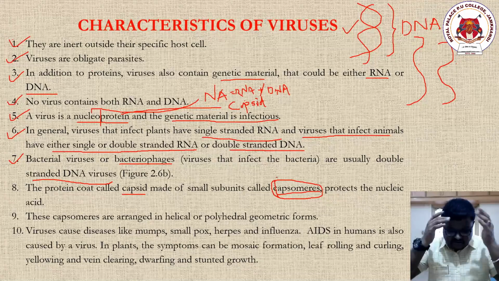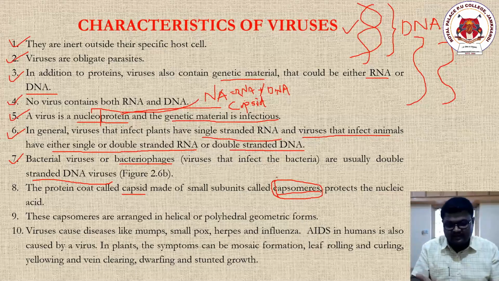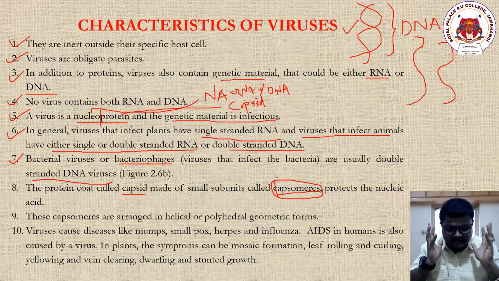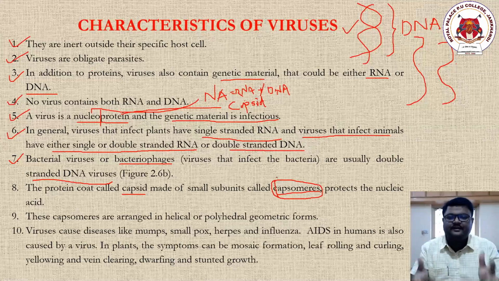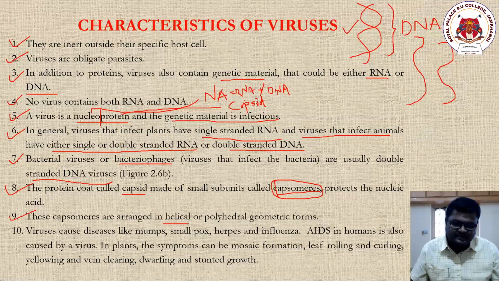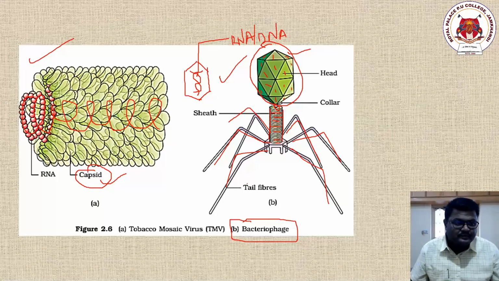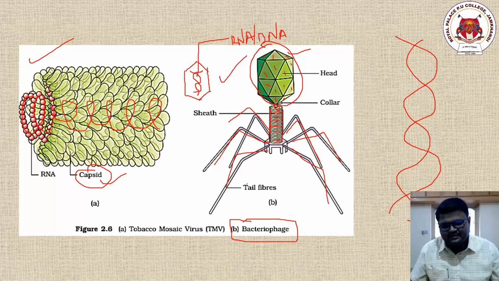See, this is the head region and it is made up of capsomere and capsid. The inner content is the genetic material, and that is generally DNA or RNA. So the head region protects the DNA or RNA, or in short, the capsid or capsomere protects the inner genetic material. Now coming to the next point, the capsomeres are arranged in helical or in polyhedral geometric forms. Sir, what is the meaning of helical? See, it is like the diagram of DNA. This is the structure of the helical nature. Polyhedra means like this.